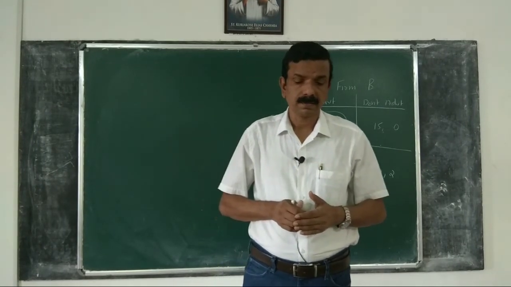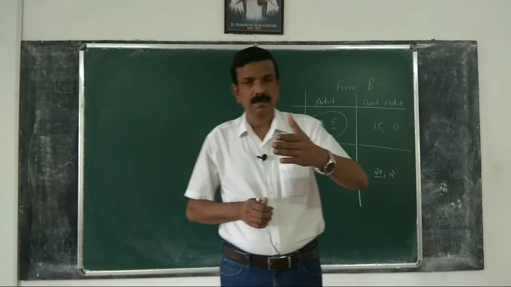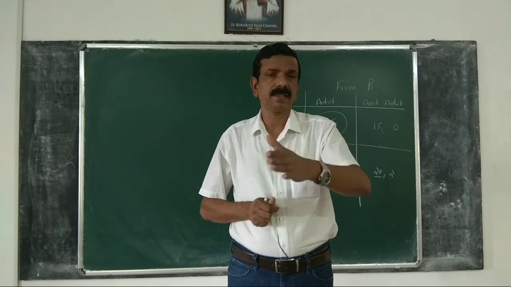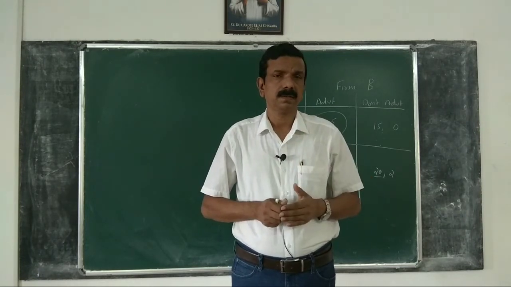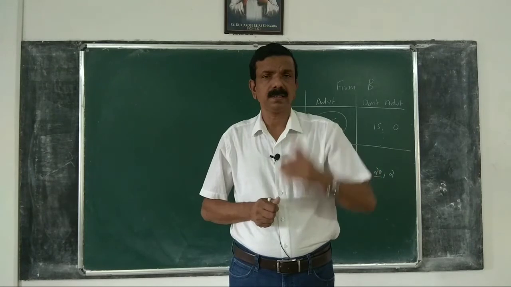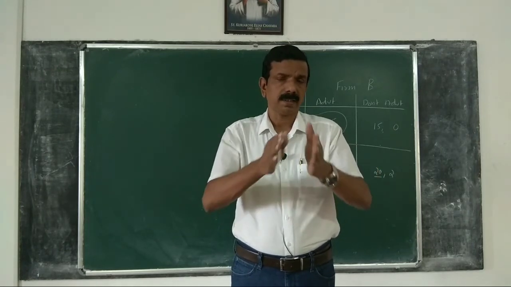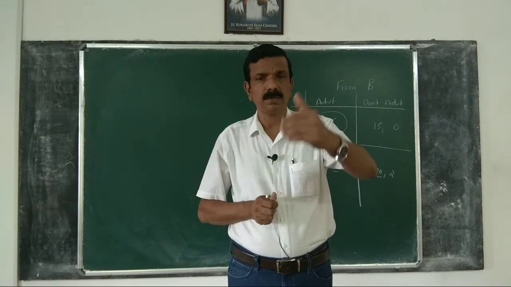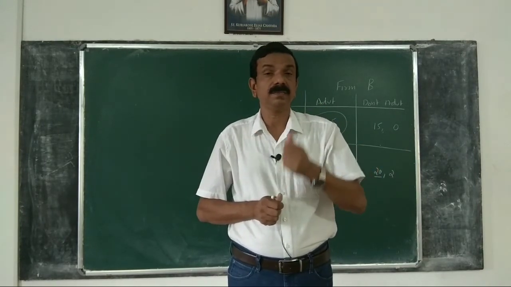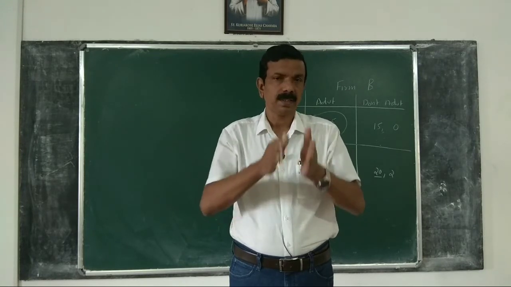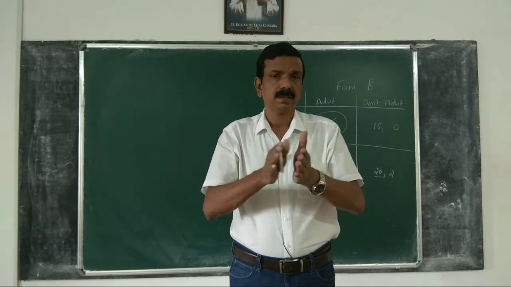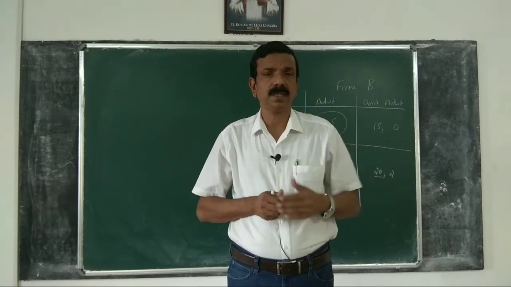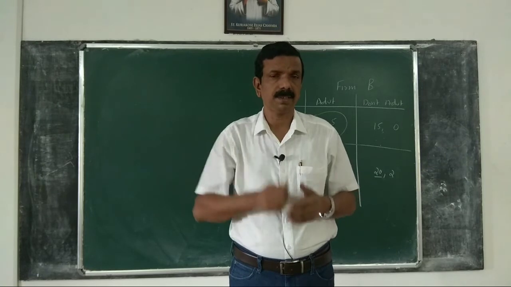That means the firms will not have a tendency to deviate. In the case of dominant strategy equilibrium, as in the case of prisoner's dilemma also, neither firm A nor firm B has a tendency to deviate, because deviating from the equilibrium strategy is not beneficial to either firm A or firm B.